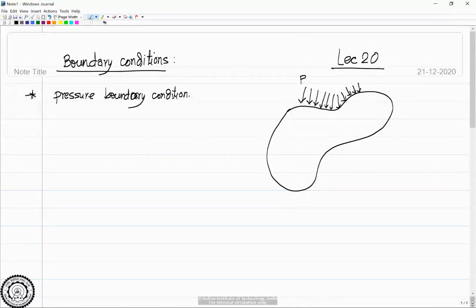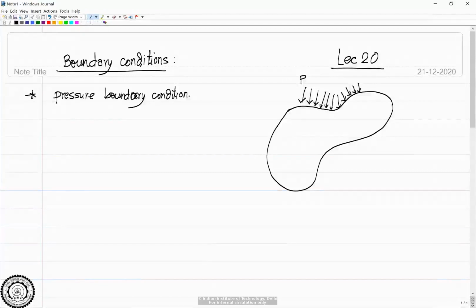So can you repeat once? How did you write the boundary condition when pressure is acting? Normal component of traction will be pressure. Okay. And what about the shear component? I think 0.